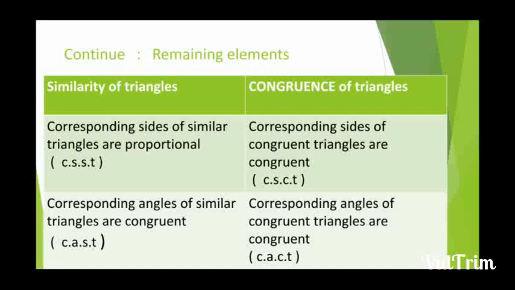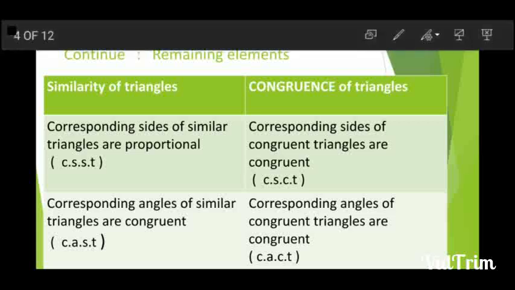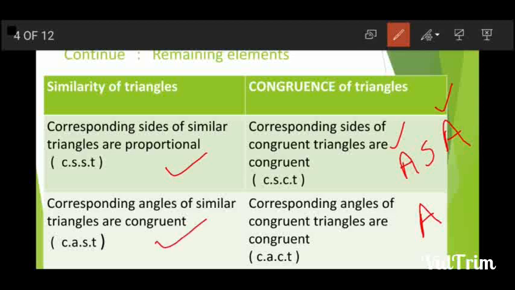Now there are certain remaining elements. If triangles are similar by the AAA test, then there are three remaining sides, and we can say that the sides are proportional. The reason has to be written as: corresponding sides of similar triangles are proportional. If two triangles are similar by, for example, the ASA test, then two angles are already given congruent. The remaining one angle will be congruent. For that the reason will be: corresponding angles of similar triangles are congruent.